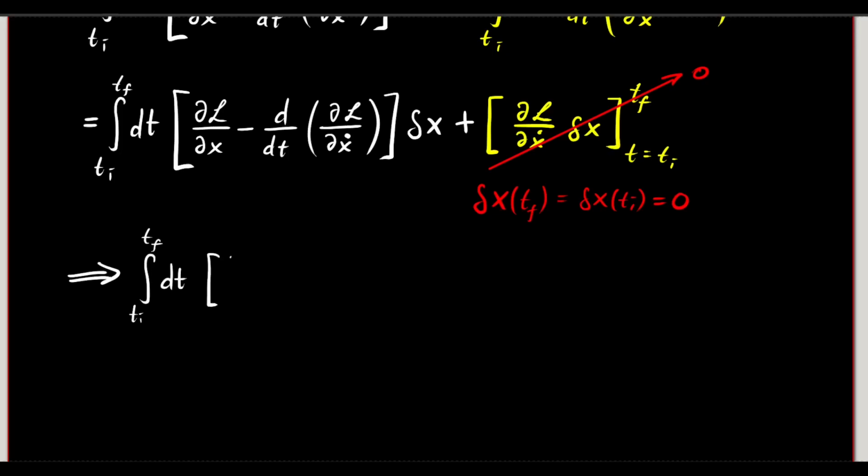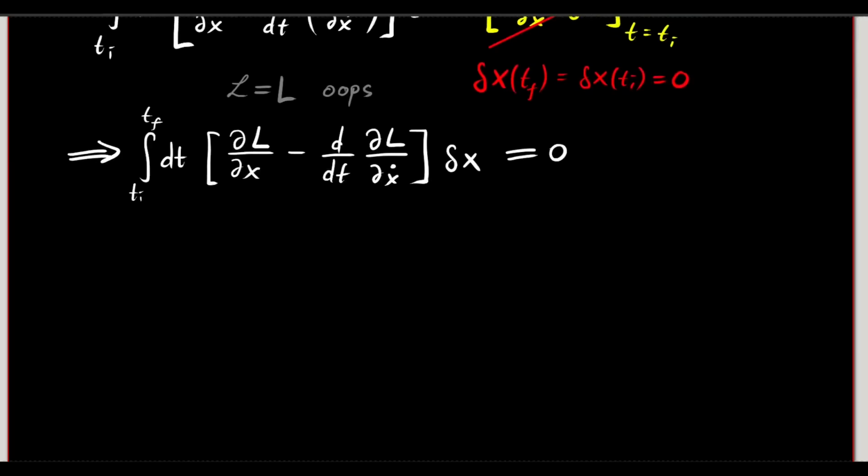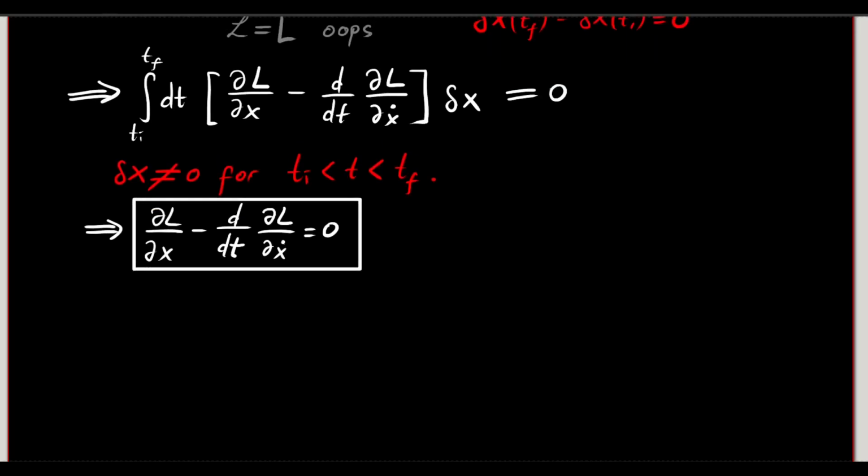So we're left with this. The curly L should be just a normal capital L. Curly L will be for something else later. Wink. Anyway, we're left with this integral equals 0. Now, delta x is arbitrary when t is between the initial time and final time, so it is not necessarily 0. So the only option left for us is this thing in the square bracket equals 0. This is exactly the Euler-Lagrange equation of Lagrangian mechanics.